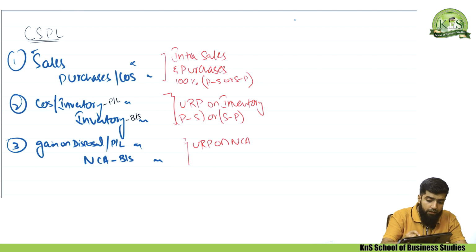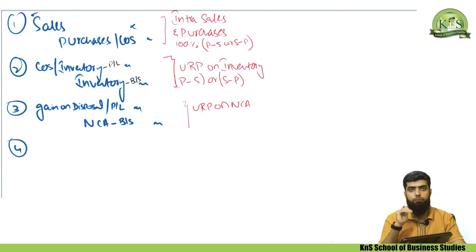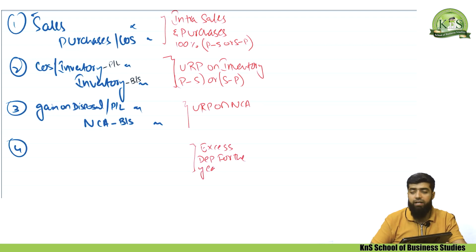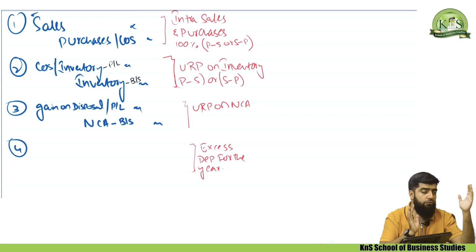Okay, we all know that whenever we are eliminating the unrealized profit or the gain on disposal, there will be another adjustment that needs to be done, that is the excess depreciation. Excess depreciation should also be removed. But remember, excess depreciation for the year. In consolidated statement of financial position, we were having a total depreciation. We were eliminating the total depreciation from the date of transfer.